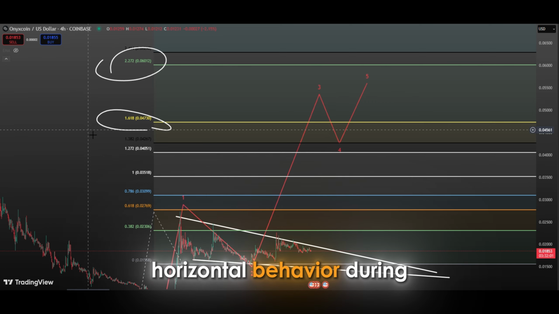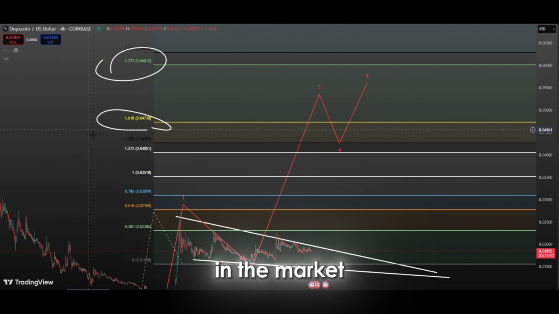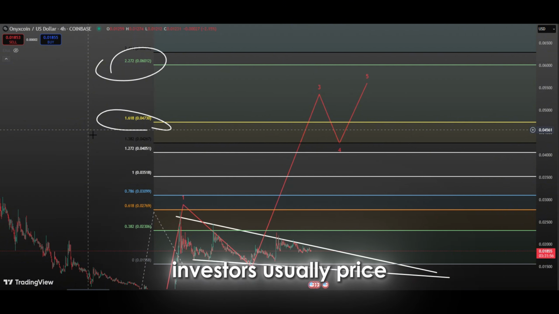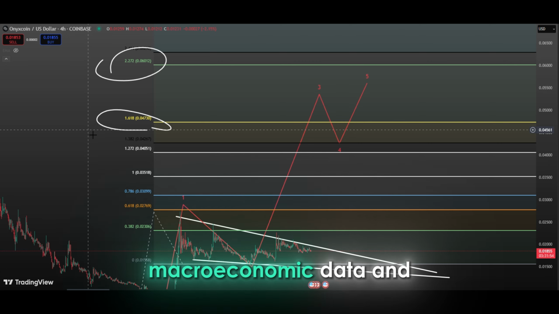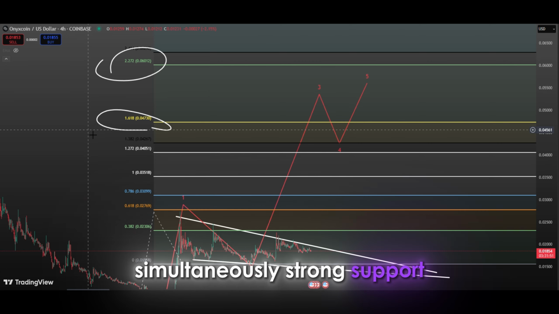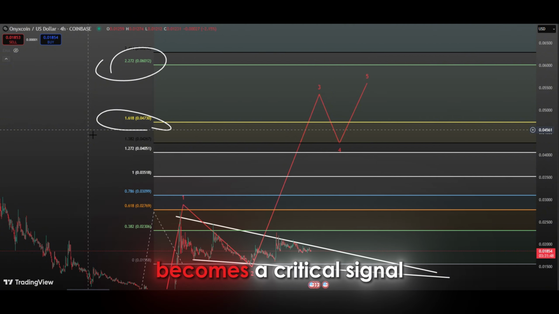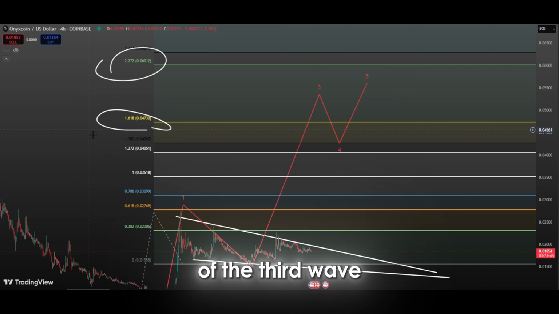The prolonged horizontal behavior during the second wave indicates that confidence is still being built in the market. During this time, investors usually price in news flow, macroeconomic data, and other external factors. Simultaneously, strong support zones are tested, and the price holding firm at these levels becomes a critical signal for the initiation of the third wave.